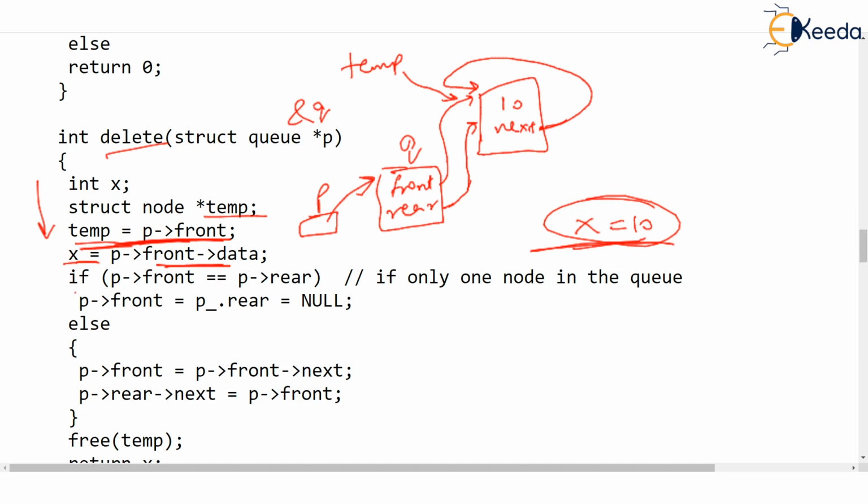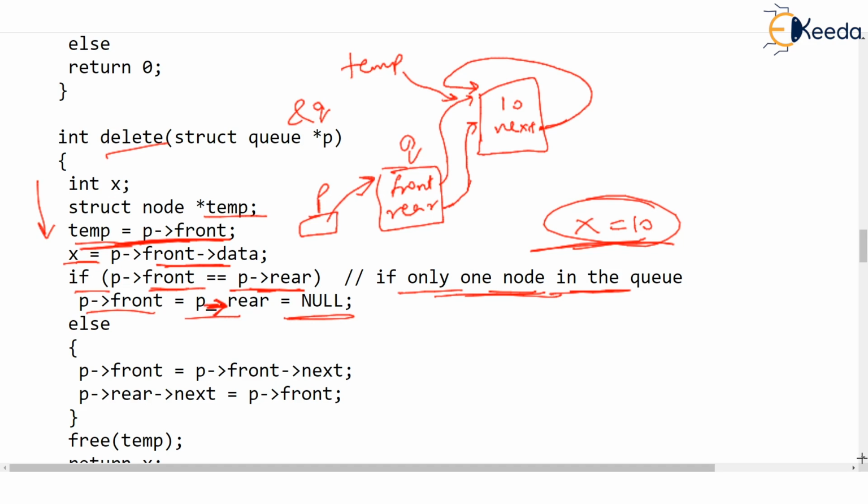We ask, is front equal to rear? Is front and rear pointing to the same node? Yes, of course. That means we are deleting such a node which is the only one node remaining in the queue. Then we will instantly make front and rear both, oh, I'm so sorry for the typing mistake here, front and rear both will be made null.